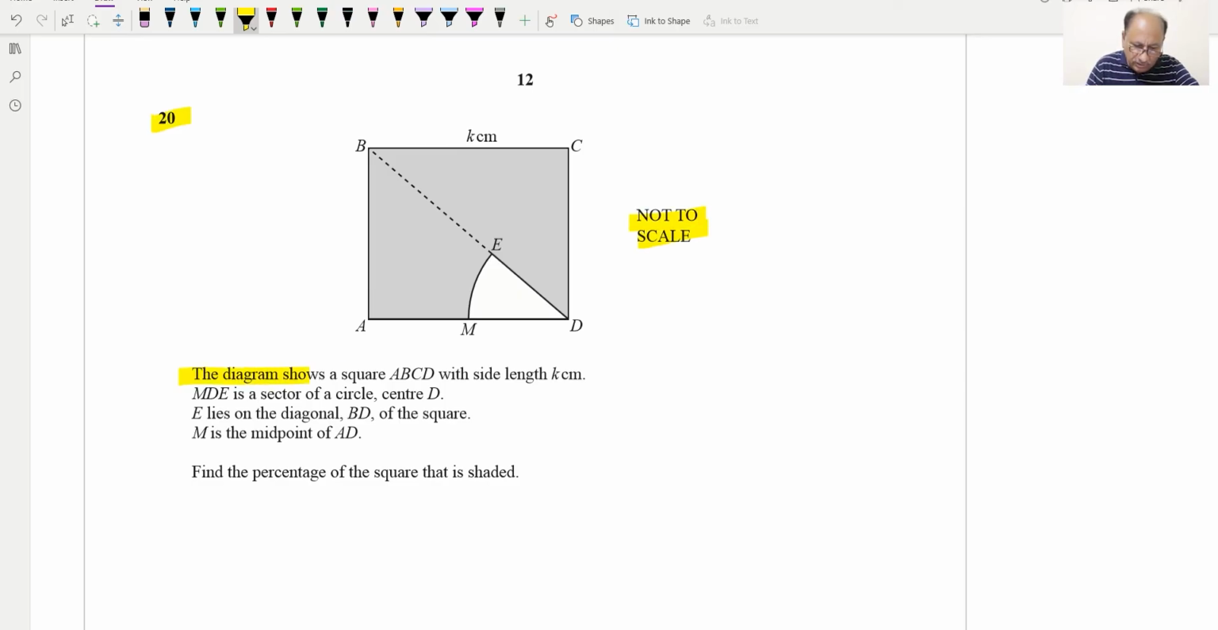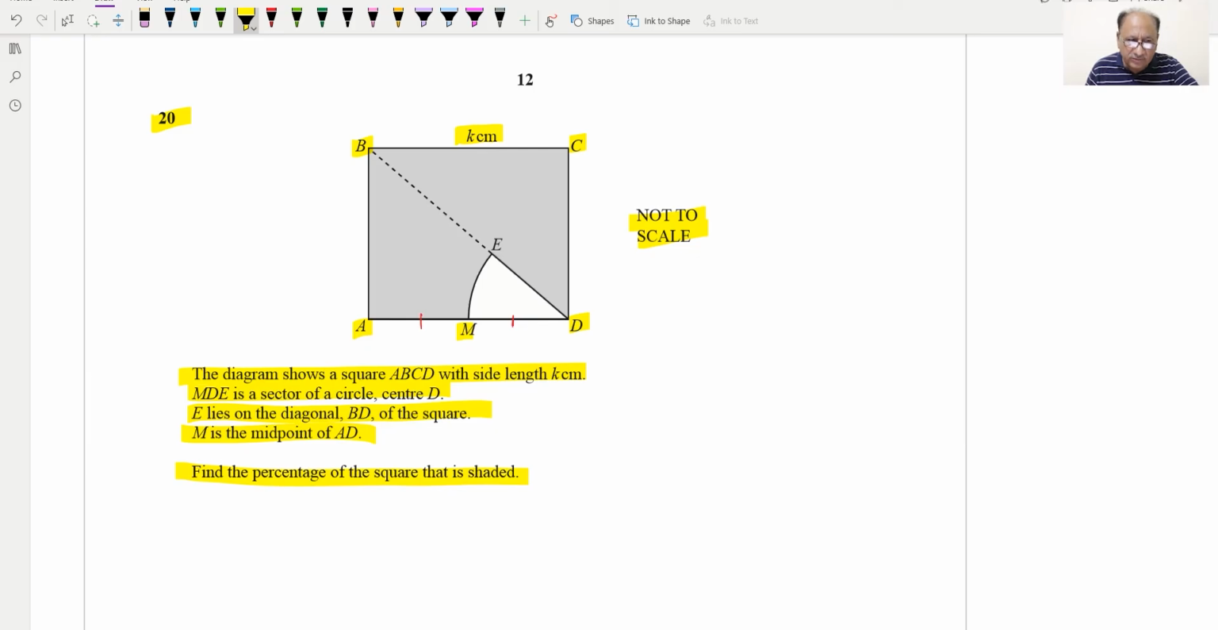Diagram is not to scale. The diagram shows a square ABCD. ABCD is the square with side length K. MDE is a sector of a circle, this white portion. And then they are saying E lies on the diagonal BD of the square. M is the midpoint of AD. So these two lengths are equal, and they are saying find the percentage of the square that is shaded.